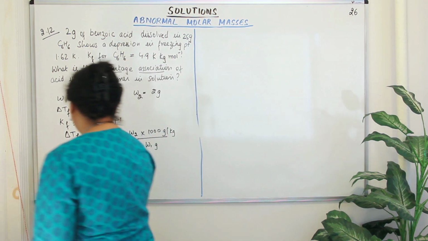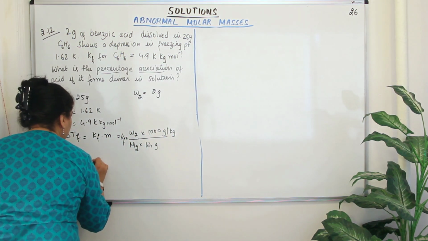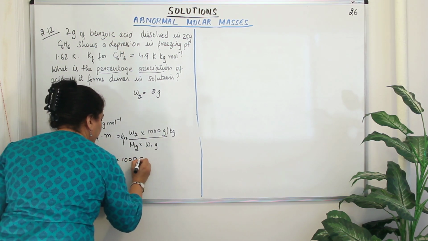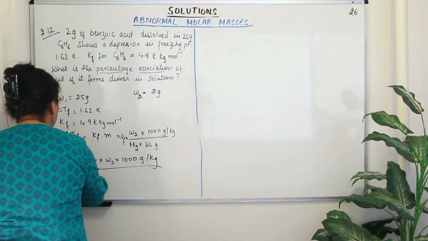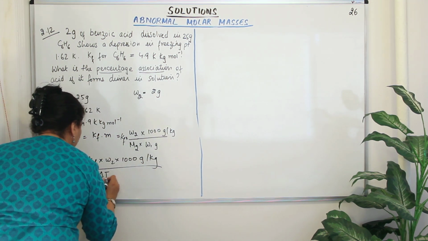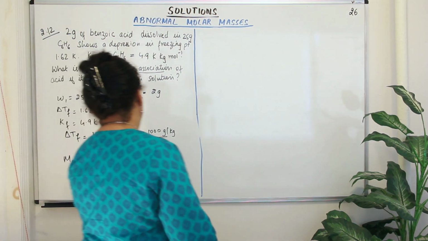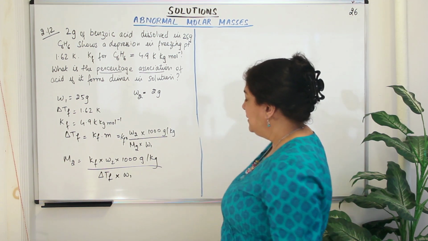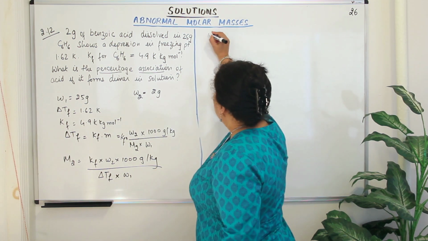So what is the formula for molar mass that we get? Molar mass of the solute, that is M2, would become equal to Kf into W2 into 1000 grams per kg, upon delta TF, which comes down here, into W1 in grams. I'm not writing the unit here because it's understood it's in grams. That's why we had to multiply it by 1000. Let us now substitute all these values to calculate M2.